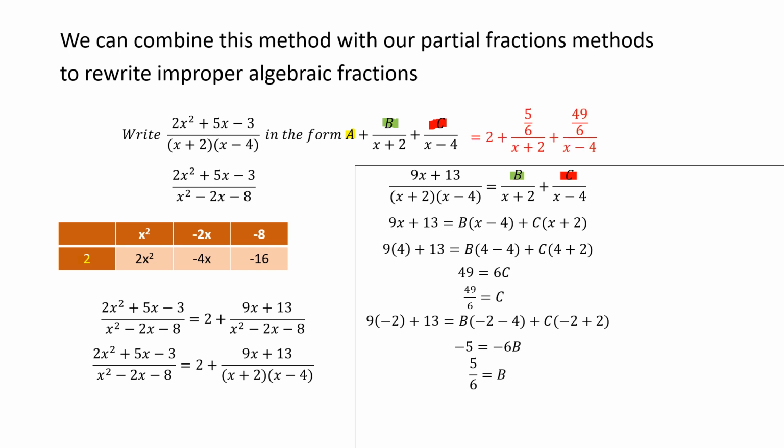And so we'll end up with our final answer of this horrible looking fraction, 2 plus 5/6 over x plus 2 plus 49/6 over x minus 4. And do remember you can take those fractions down into the denominator to make this look slightly more pleasant.